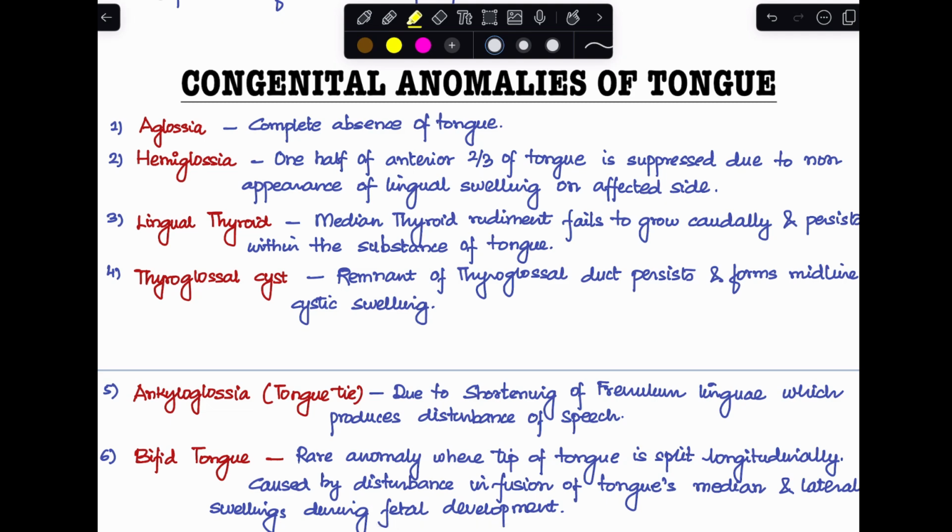This will happen when there is no lateral lingual swelling, no tuberculum impar, no hypobranchial eminence developing, and as a result of which there is a complete absence of the tongue.